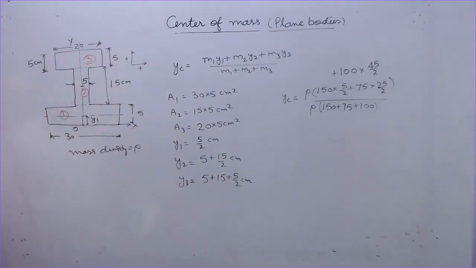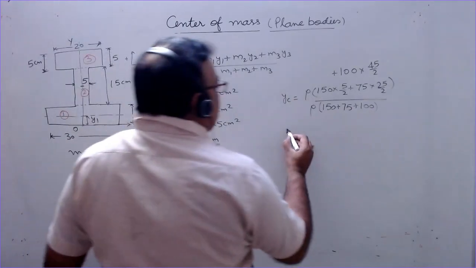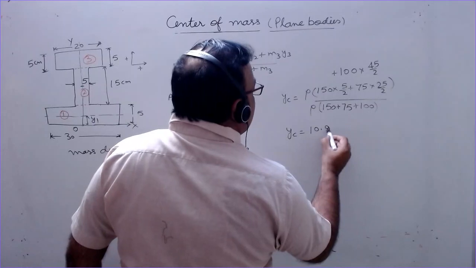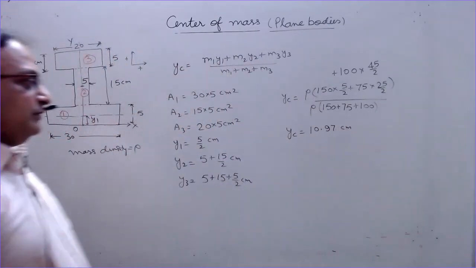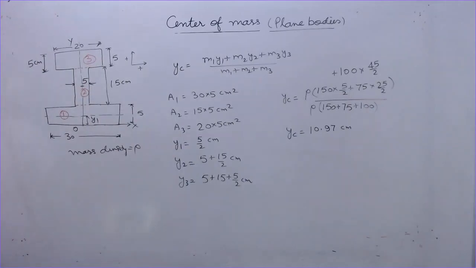So this will give you the value of the y coordinate of the center of mass, and it is lying at around 10.97 centimeter from the base. So this is how you can find the center of mass of a planar body like this. Similarly, we can find the center of mass of any other type of planar body which is given to us. Remember that for symmetrical bodies, the center of mass is always lying at the geometrical center. Now next, after this, we will be discussing the center of mass of the solid bodies.